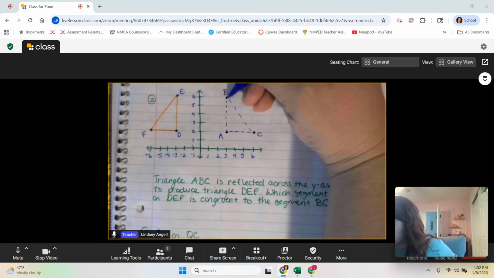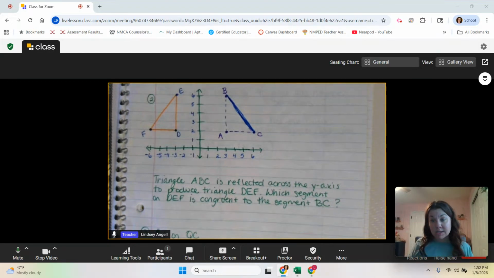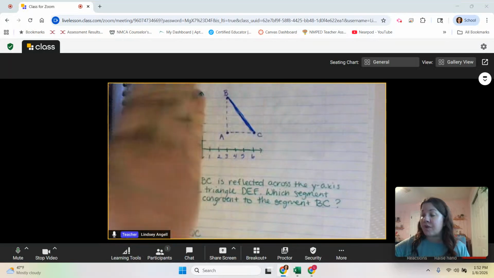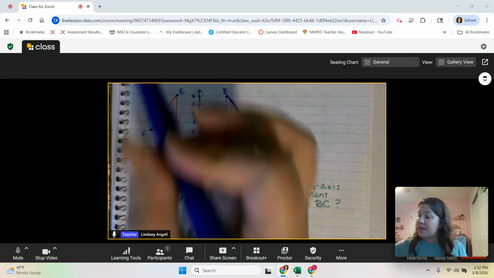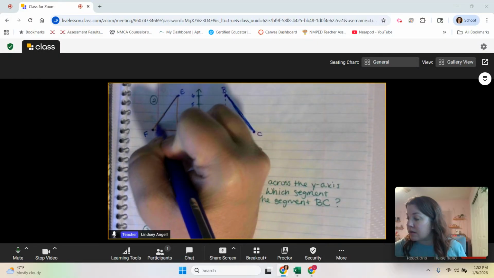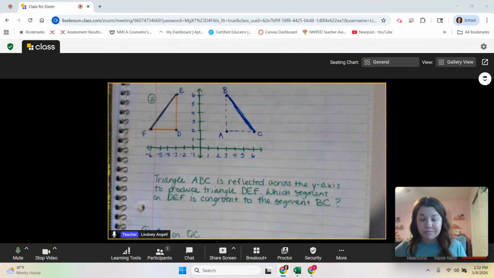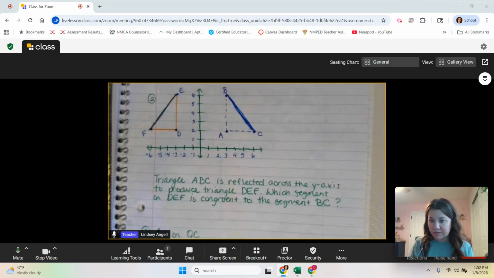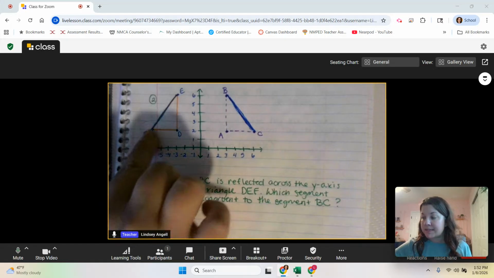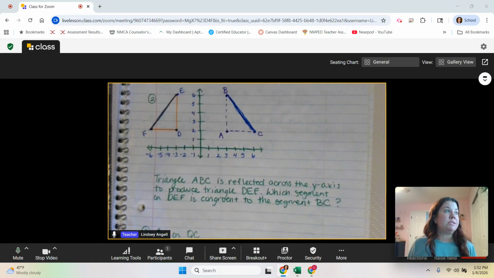Well, BC's right here. Sorry, I know I'm leaning over kind of funny. This is BC. Which one is congruent to that on the other one? Well, if we flip it over, boop, right? That's this one here. It's the hypotenuse in both of them. They just happen to be reflected of each other, so they're facing the opposite directions. But this would be your final answer.